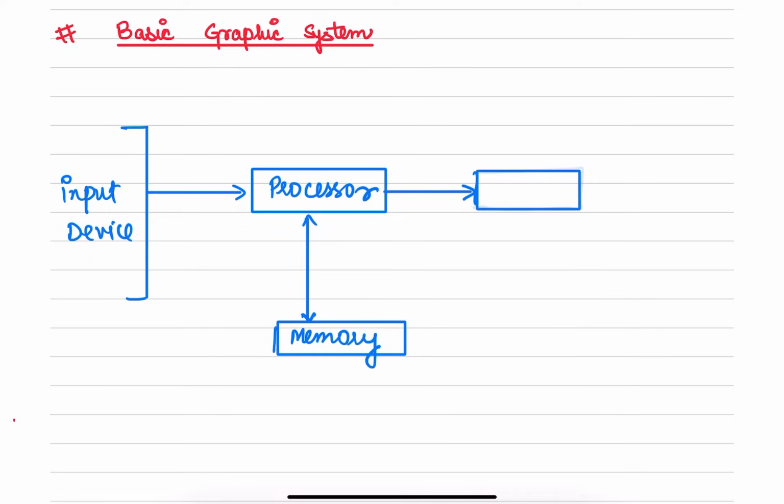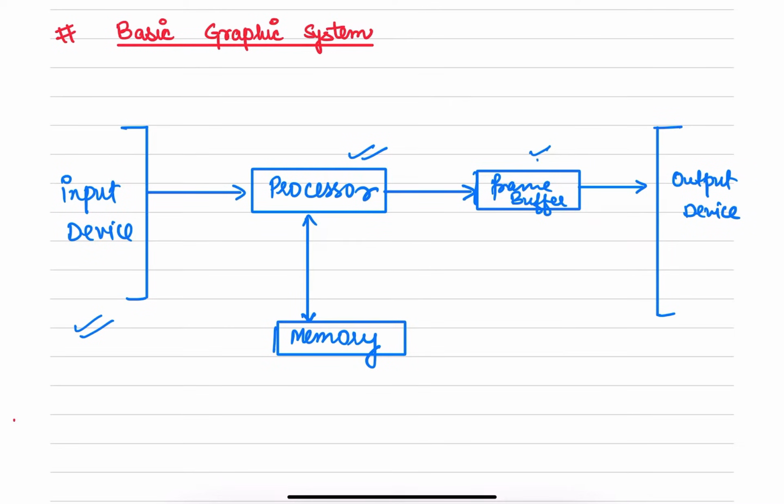We'll discuss all the parameters. Then finally those pixels will go to the output. You will have output devices like LCD, LED and all. So this is a basic architecture. That is, we have an input device, a processor, a frame buffer, a memory, and an output device.